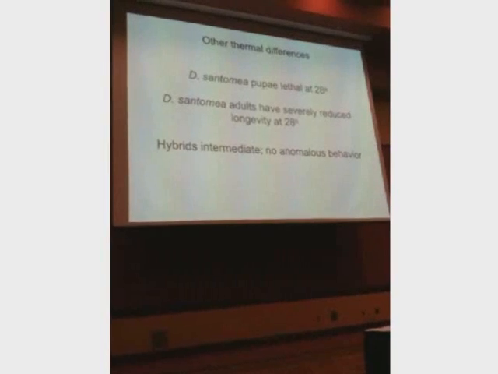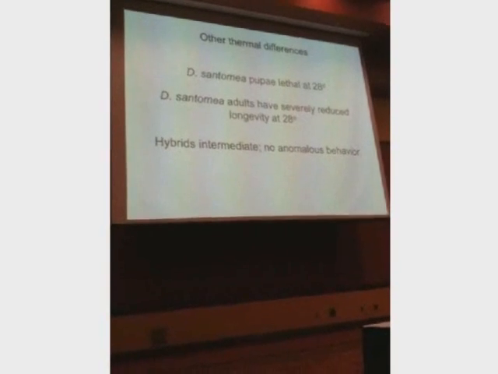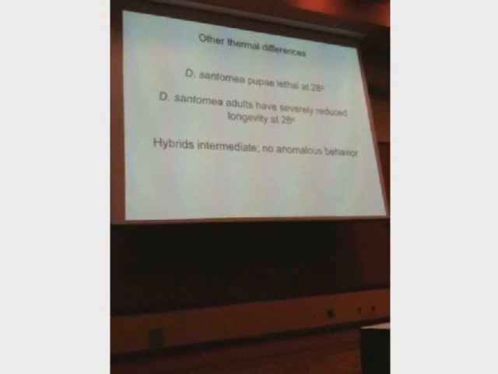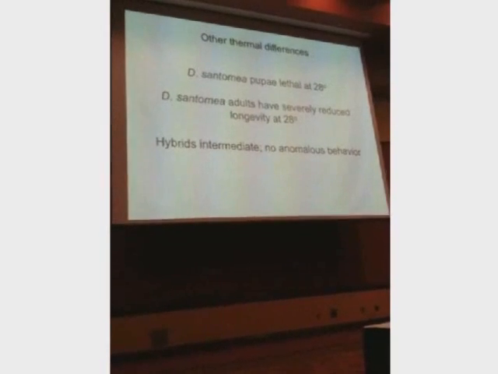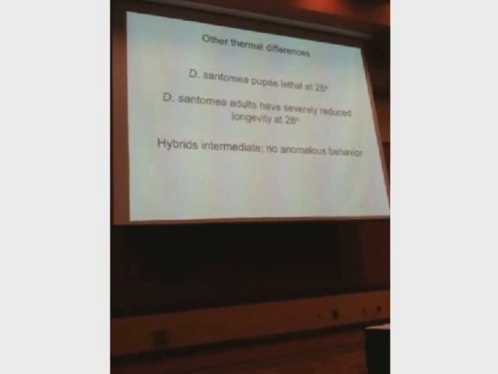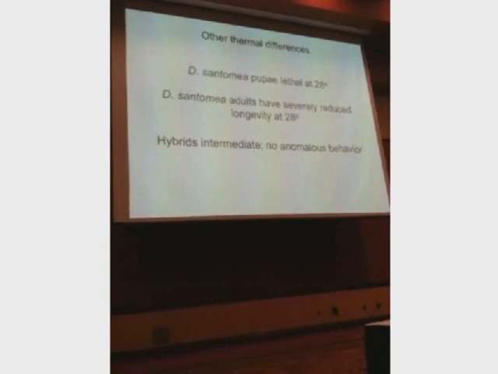Drosophila santomea will just die at 28 degrees. It will not hatch from the pupal case. That's the temperature that you regularly encounter at low altitudes on this island. Not only that, but they don't live very long if you're exposed to the high temperature. And the hybrids are intermediate again.